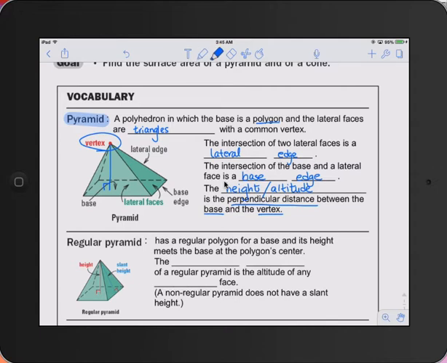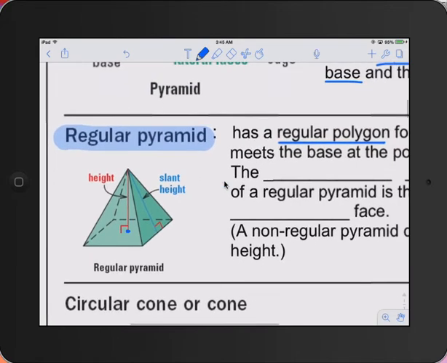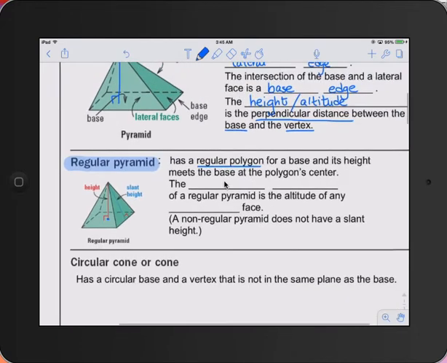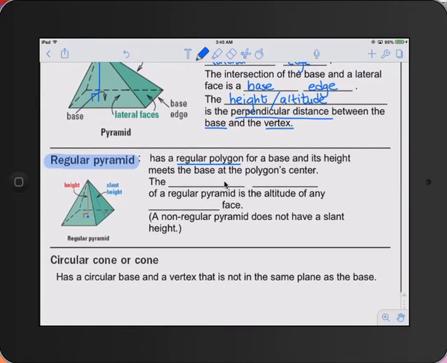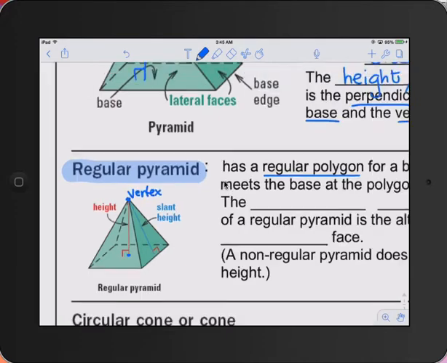Now, if the pyramid is regular, that means that its polygonal base is a regular polygon, and the height will hit the center of that regular polygon. Remember that the center of a polygon is the point that would be the center of a circle if the circle were circumscribed around the regular polygon, so around the base. So it basically means it's not slanted, it's straight up from the base. The vertex is straight up at the top. So the height there is perpendicular, making your vertex directly above the center of the polygon.